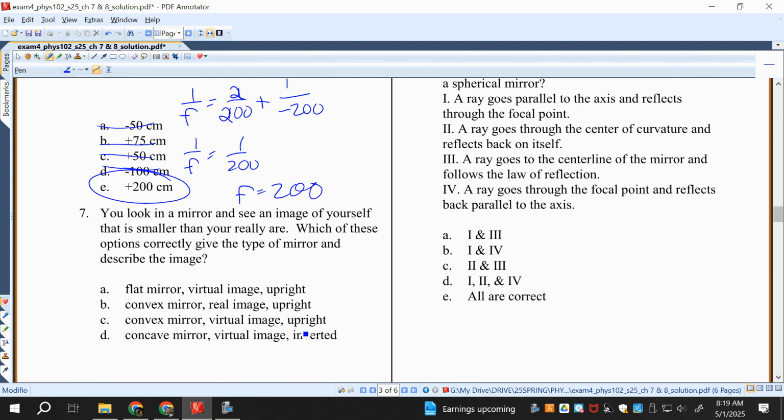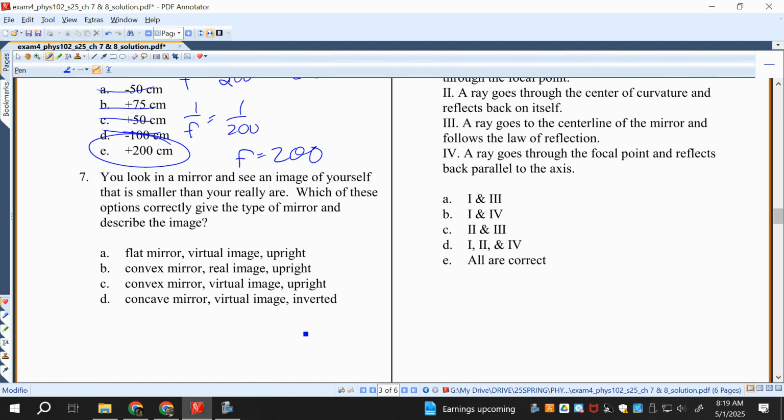All right, you look in a mirror and you see an image that's smaller than you really are. Which of these options gives the type of mirror? Well, if I'm looking in a mirror and I'm smaller, that means I'm looking at a convex mirror. So it's not that. It also means that I'm looking at a virtual image. Virtual images are always upright, and it's an upright image. So C is the right answer for 7.